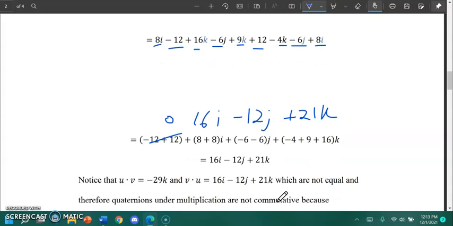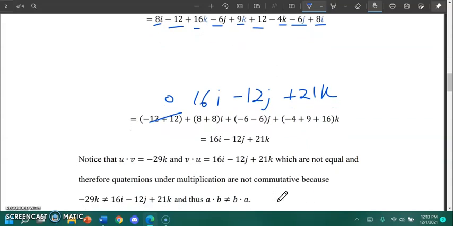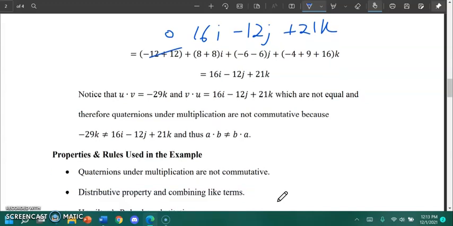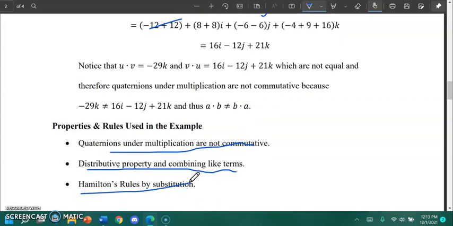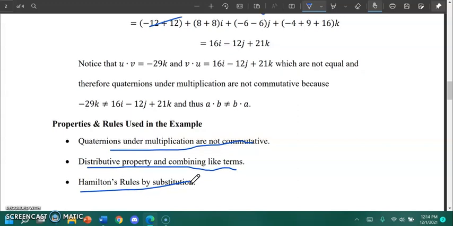not equal, and therefore quaternions under multiplication are not commutative, simply because the following numbers that we got in our terms are not equal to each other, and therefore a times b is not equal to b times a. And therefore we have shown that quaternions under multiplication are not commutative. And the properties that we used in order to solve this are quaternions under multiplication not being commutative, the distributive property, and combining like terms, and we've also used a bit of Hamilton's rules by substitution.